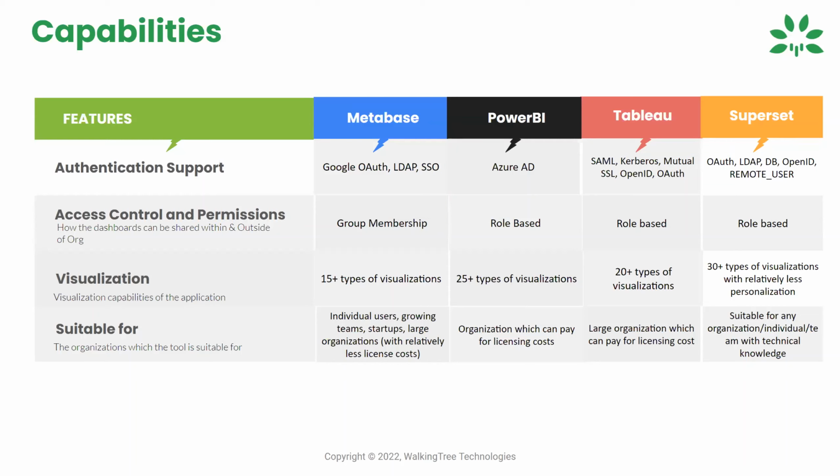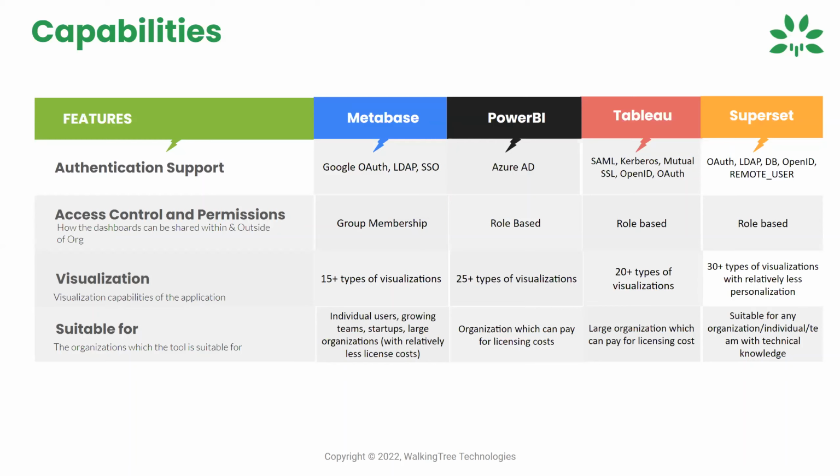And when it comes to visualization capability, Metabase has 15 plus types of visualization, Power BI comes with 25 plus types of visualizations, like different types of graphs and charts, Tableau comes with 20 plus types, and Superset with 30 plus types of visualization, which is very vast. And if your team is tech savvy, Superset is the best open source option to go with, because it is very powerful, if you have a technical person in the team to work on visualizations.